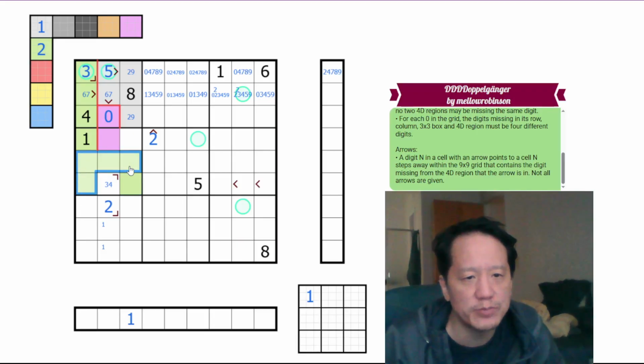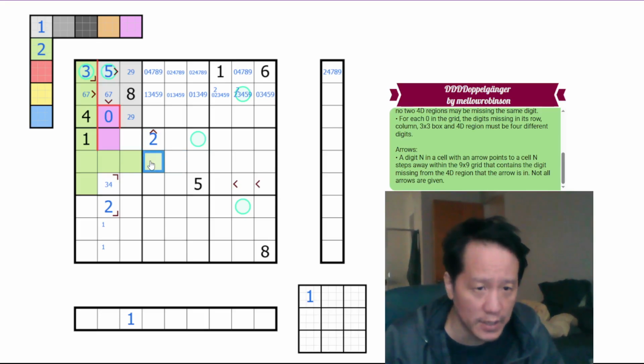So the 0 has to be in the green, and it's also missing a 2 in box 4 still, because 2 can't be here, here, and can't be in the green region. So because of that, this cannot be 0 here. So what if we try 0 being there?